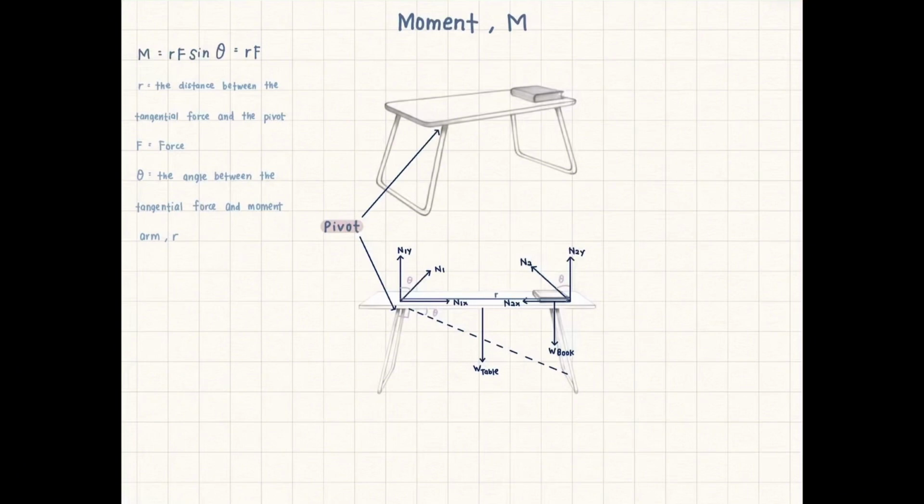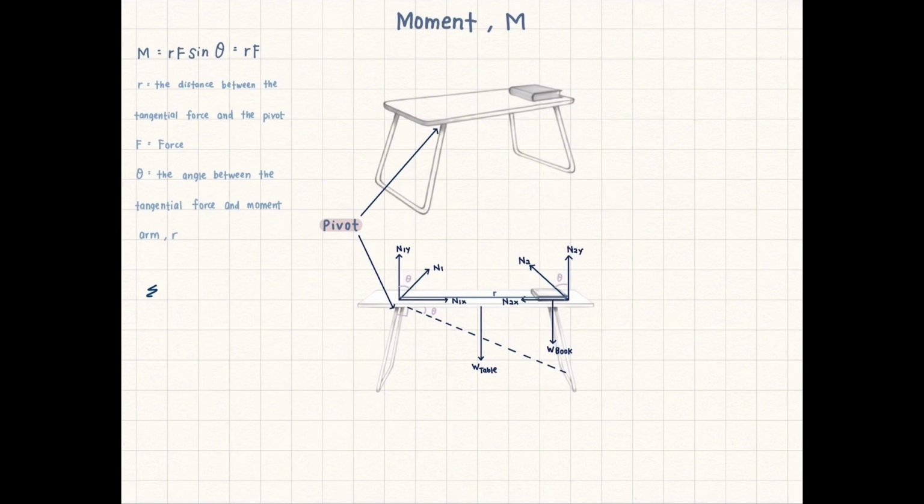There are several forces acting on the table. Weight of table acting downwards, weight of book also acting downwards, the normal reaction forces at the contact points, and each of these normal forces has x and y components. For rotational equilibrium, summation of moment is equal to 0. That means the total anticlockwise moments is equal to the total clockwise moments.